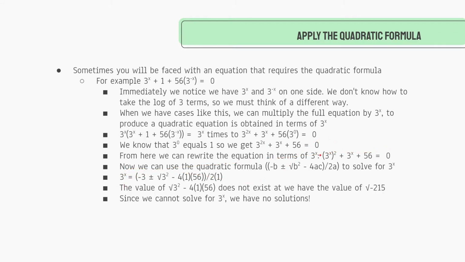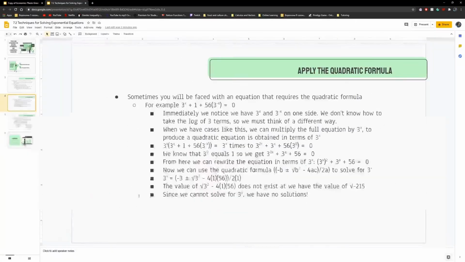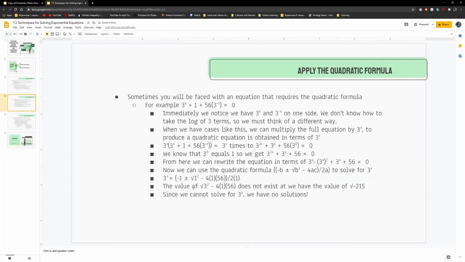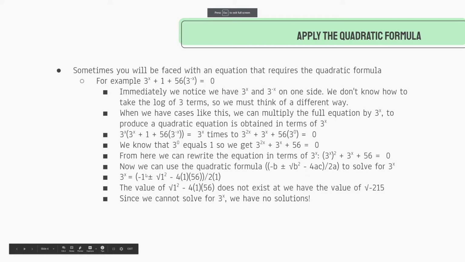Again, the only thing we're looking for is the coefficients of every term. So the coefficient of 3^x to the power of 2, or 3 to the power of x to the power of 2, is 1. This is also 1. And then 56 is our constant term. So substituting those values into the equation, we get the following. Actually, sorry, this is not right. This should be -1. This should be negative, and this should be 1. There you go.